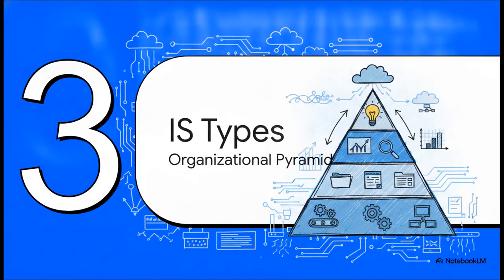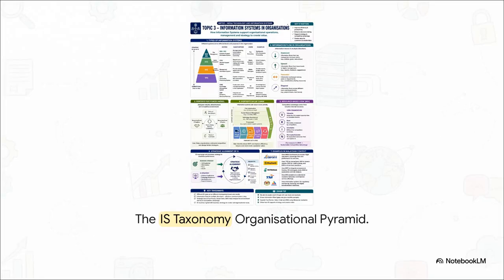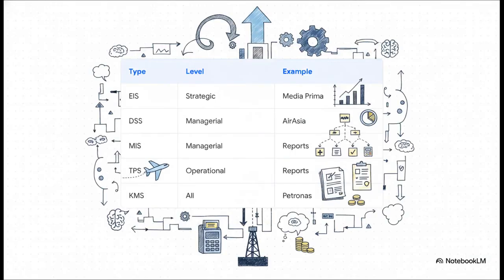Section 3, Information Systems Types, the Organizational Pyramid. Let's dive into the IS taxonomy. Imagine a massive organizational pyramid. It's built this way because different information systems serve completely different management levels. Down at the wide base, you've got your day-to-day operational staff. Right in the middle are the managerial levels, focusing heavily on control and tactical decisions. And way up at the very tip, you have the strategic executives, whose whole job is looking at the long-term future of the company. So let's put some real-world names to these layers, shall we?